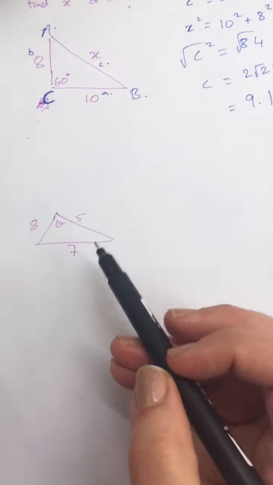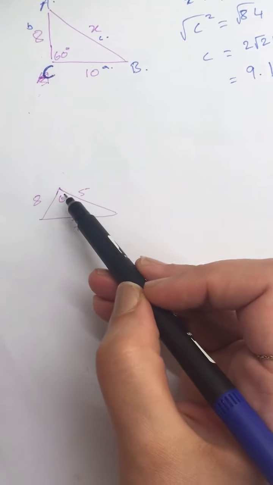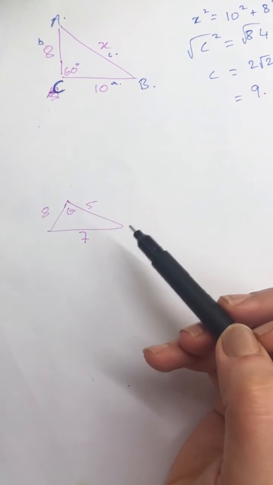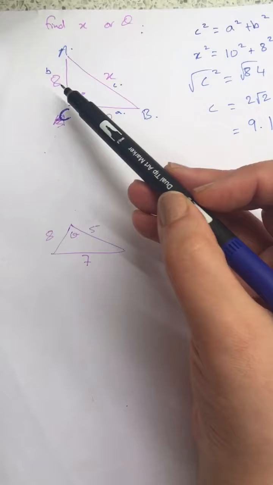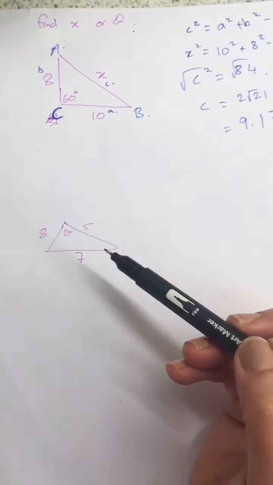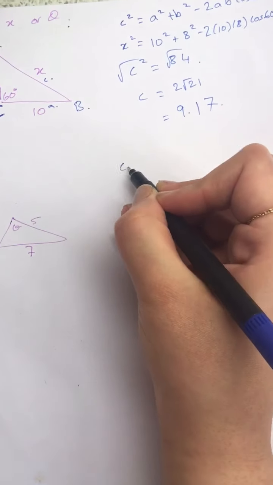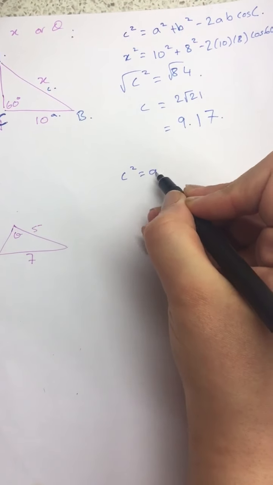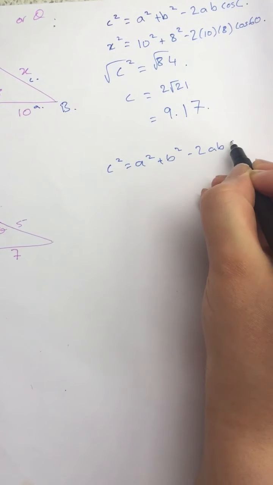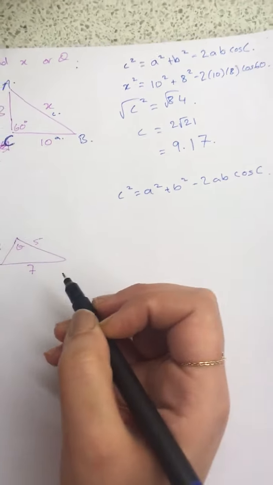The next one, I've got another triangle. For this triangle, they give me all the sides. When I have all the sides, I can't use the sine rule, I have to use the cos rule. So if they give you two sides and the angle in between, cos rule. If they give you all the sides, again, that's cos rule. So the cos rule says c squared is equal to a squared plus b squared minus 2ab cos C.